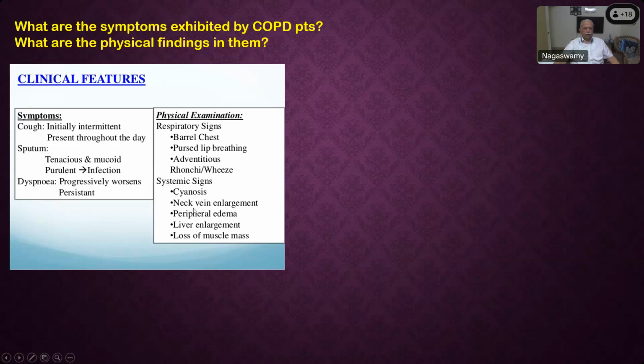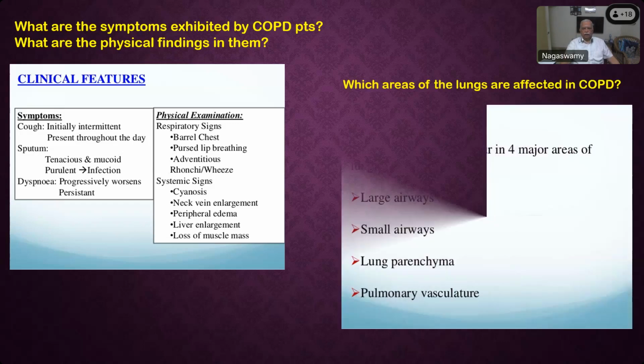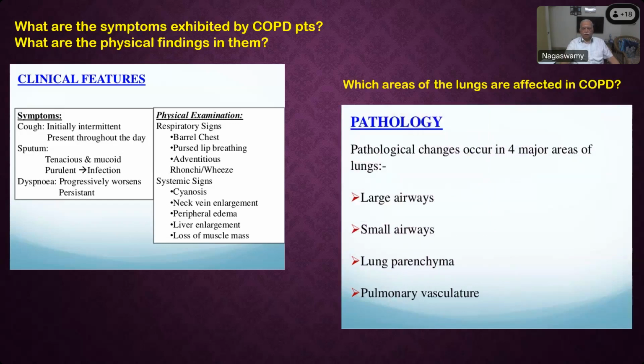If you find neck vein enlargement, peripheral edema, and liver enlargement, what does it indicate? Cor pulmonale. They have gone into right ventricular failure, which produces engorgement of the neck veins, peripheral edema, and liver enlargement. Which areas of the lung are affected in COPD? We have already seen: large airways, small airways, lung parenchyma, and pulmonary vasculature. It is the small airways and lung parenchyma, and later on the pulmonary vasculature also will be affected.